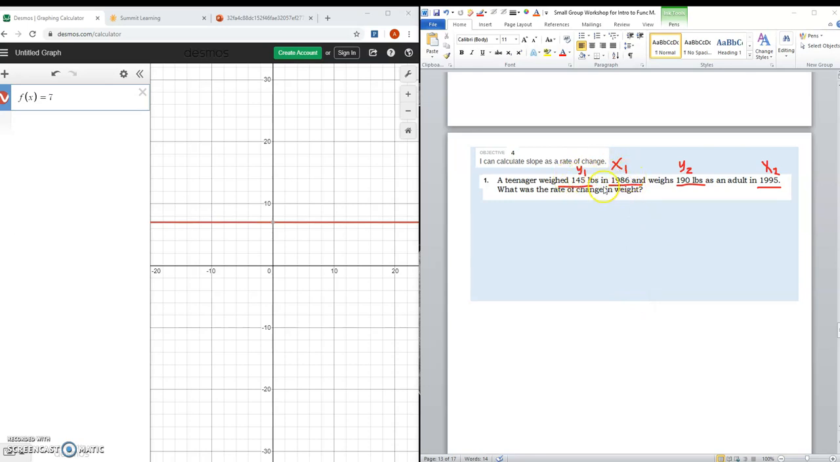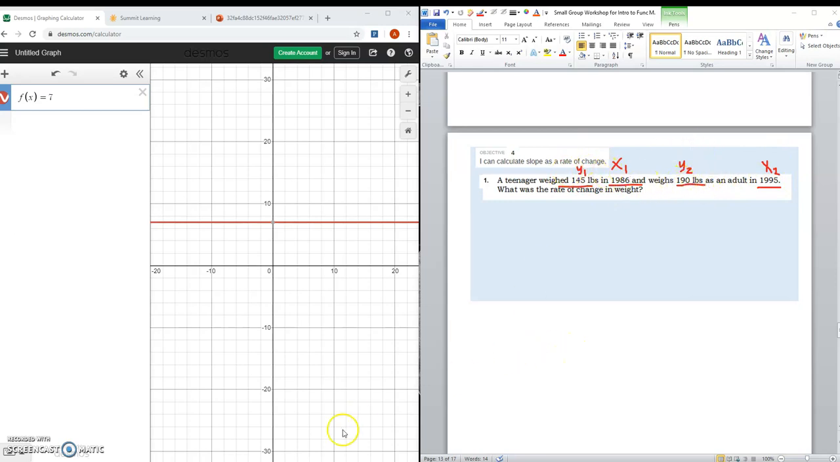Now, how was I able to distinguish between the two, where X is and where Y is? Time is always an independent variable. So time is always your X value. Independent is X, okay? So if 1986 is X, then definitely this is Y. So X1 and this is your Y1. And once again, 1995 is your X2. So therefore, 190 is your Y2.